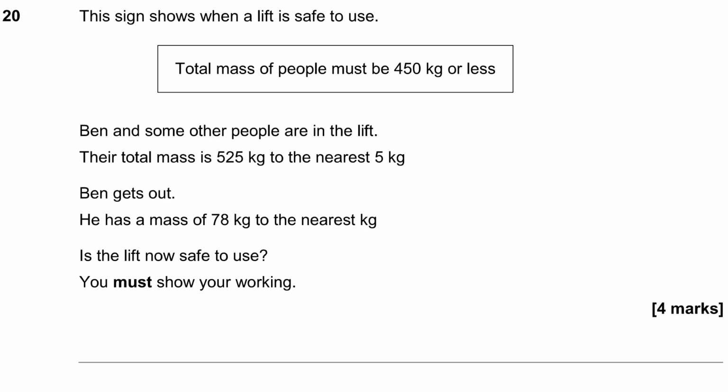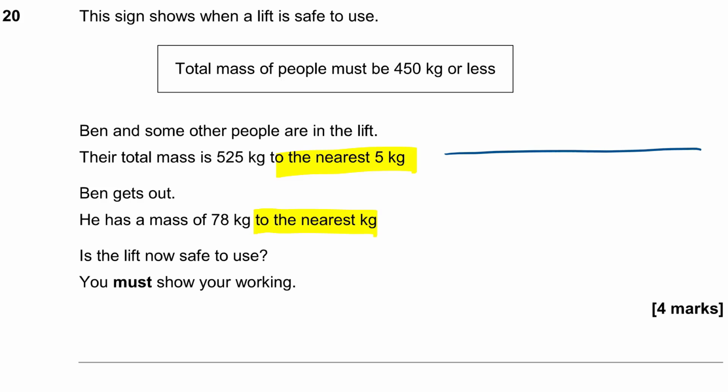Okay, now this question is a limits of accuracy question. You can tell that by these phrases here, to the nearest 5 kg and to the nearest kilogram. When you see those, it should be screaming out at you, limits of accuracy. So the first thing we should do really is think about what those limits are going to be for our two amounts here. Now we know that 525 kilograms has been rounded to the nearest 5 kilograms.